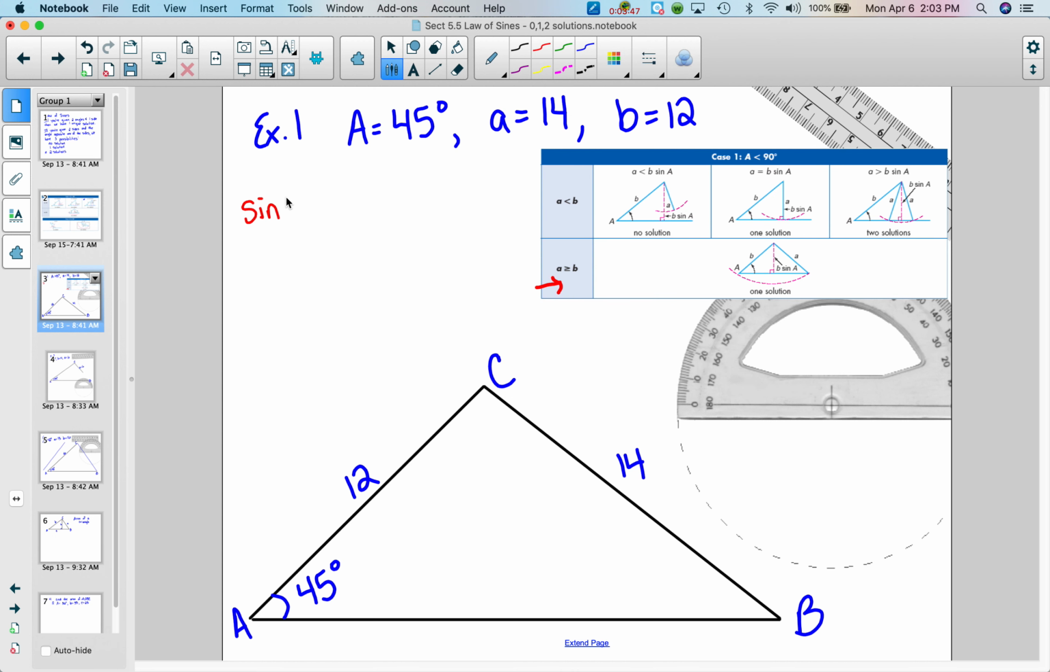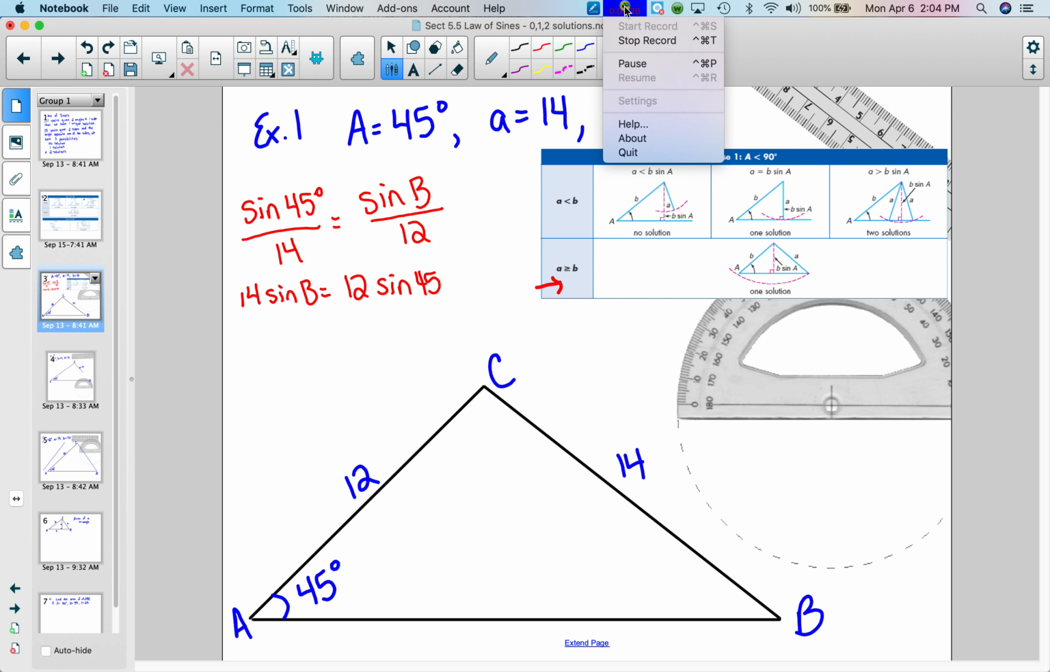So sine 45 degrees over A, so sine A over A, remember, equals sine B over this side 12. So that's what I'm going to do. Then I'm going to set this up and solve for sine B. So I have 14 sine B equals 12 sine 45. By the way, sine 45 degrees, we know this is the square root of 2 over 2. But I'm going to go ahead and just use my calculator, because I don't know that sine B is going to be a special angle.